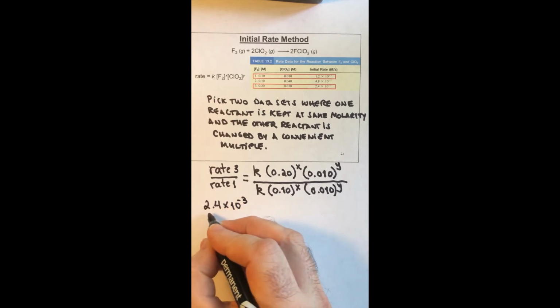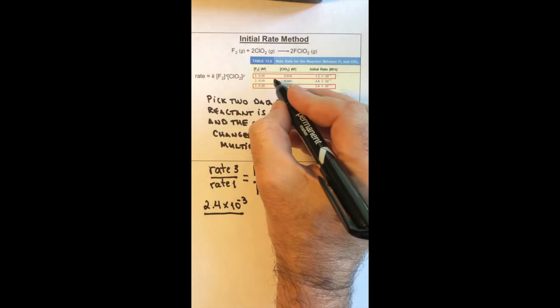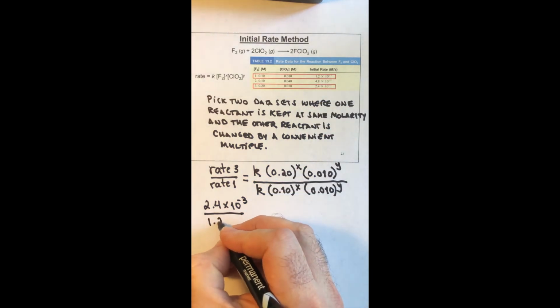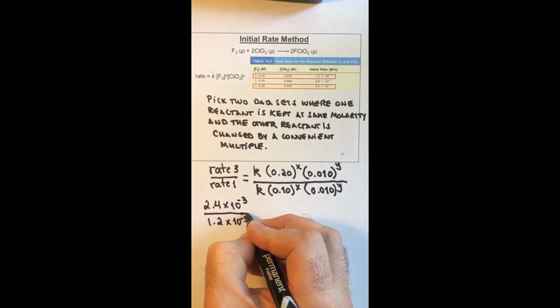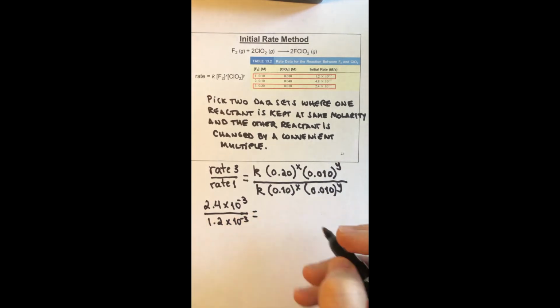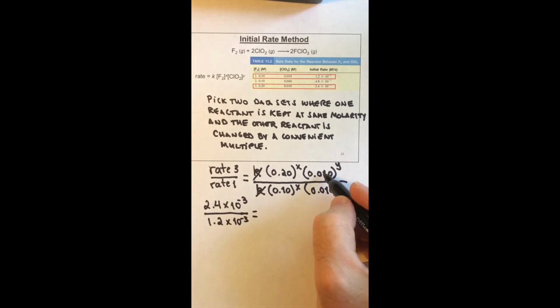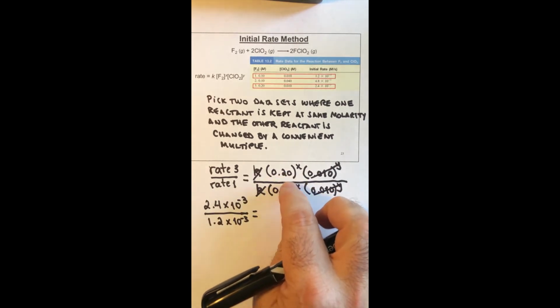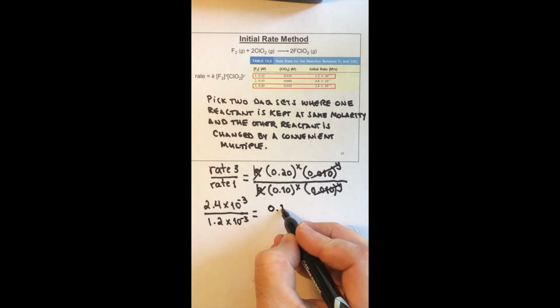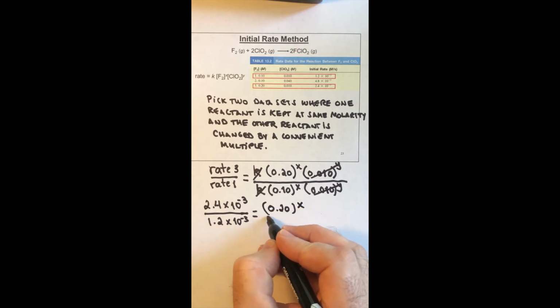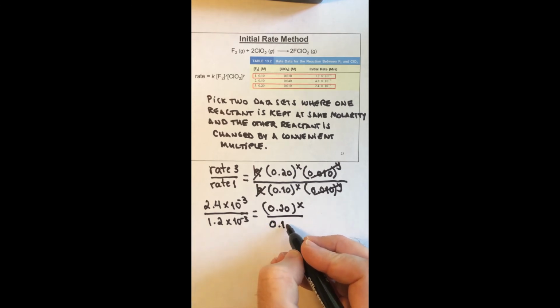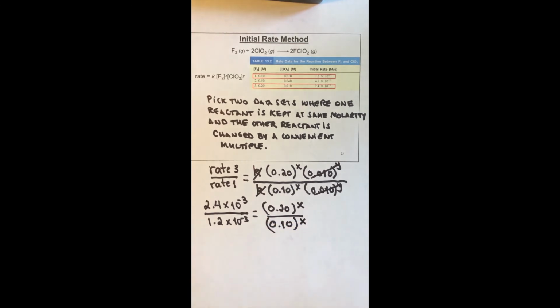All right. And for experiment 1, it was 1.2 times 10 to the minus 3. Notice that in the actual rate law, several items are going to cancel out. K is the same, so it cancels out. And since the molarity of ClO2 is the same, it doesn't matter what Y is, this is going to cancel out. So we're going to end up with 0.20 to the X and 0.10 to the X.